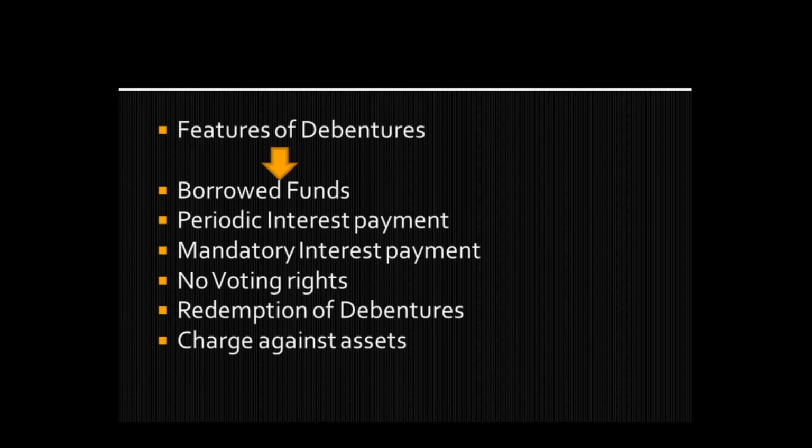This is the way the debentures are redeemed. Another feature is charge against assets. Any company borrowing from the public has to charge the assets, or they may not sometimes. Generally, debentures are secured by a charge on or mortgage of the assets of the company, which can be realized in the event of a default of the company.